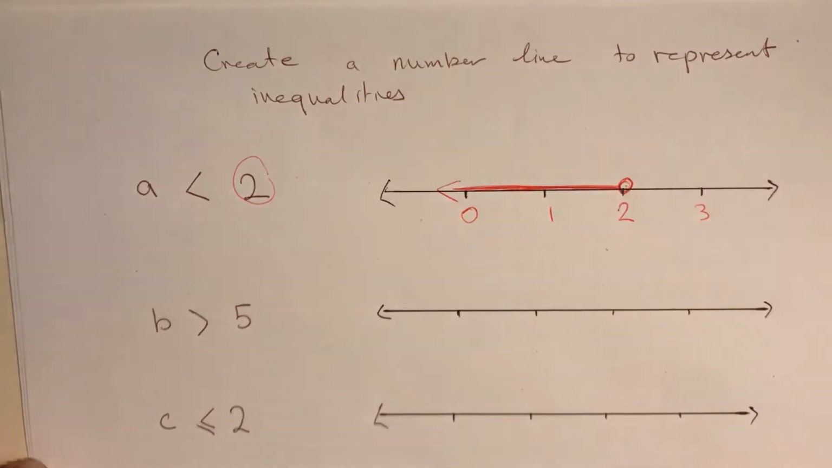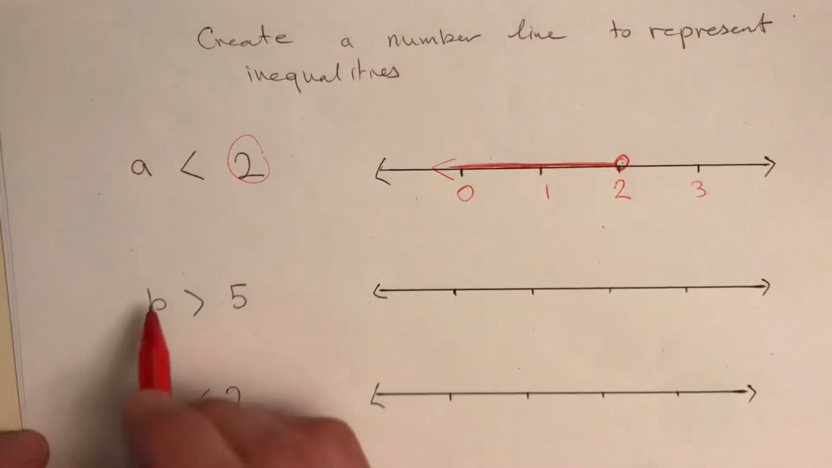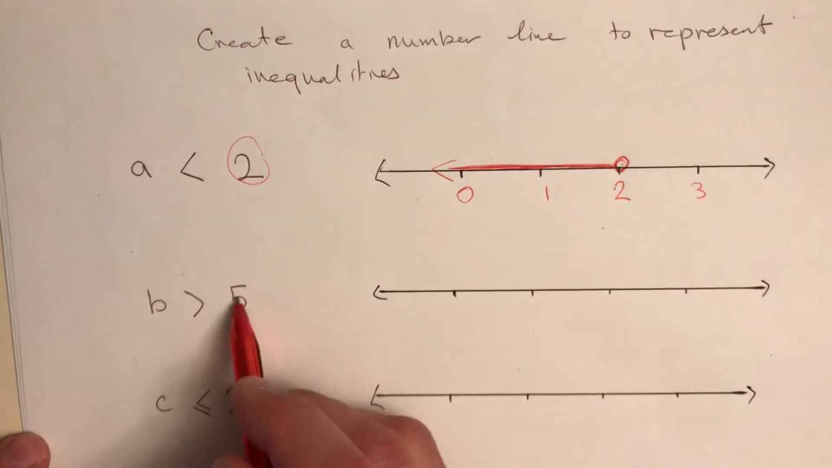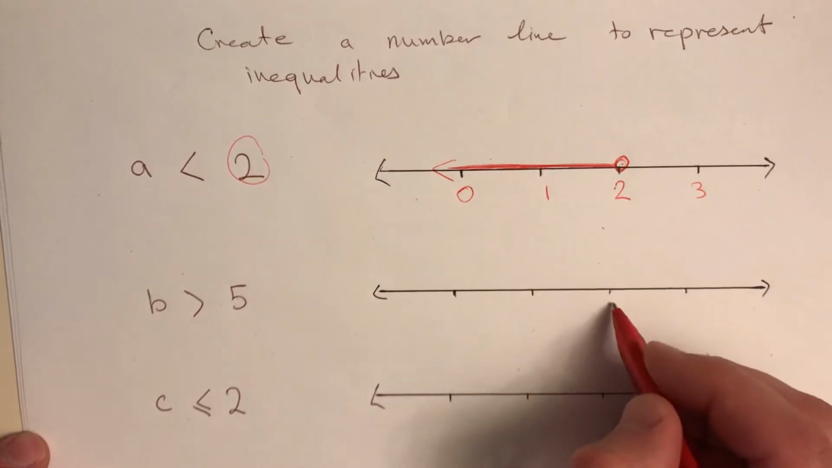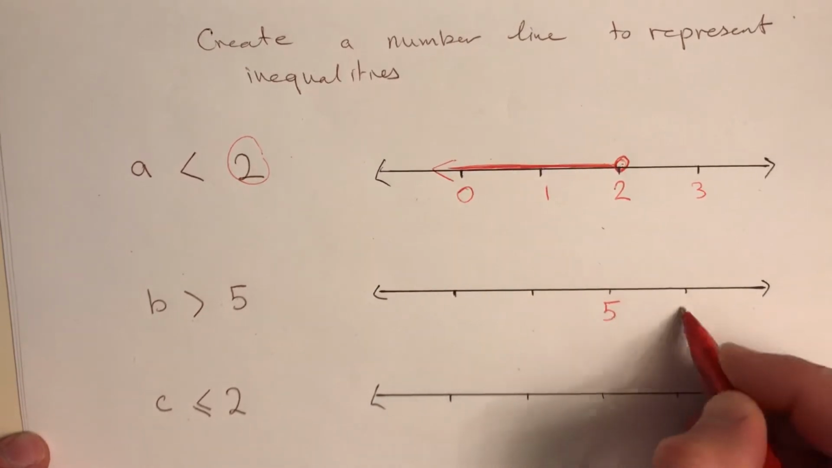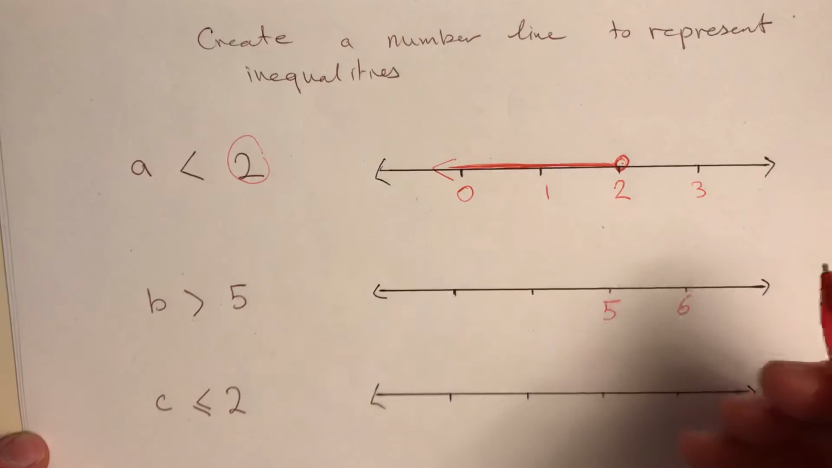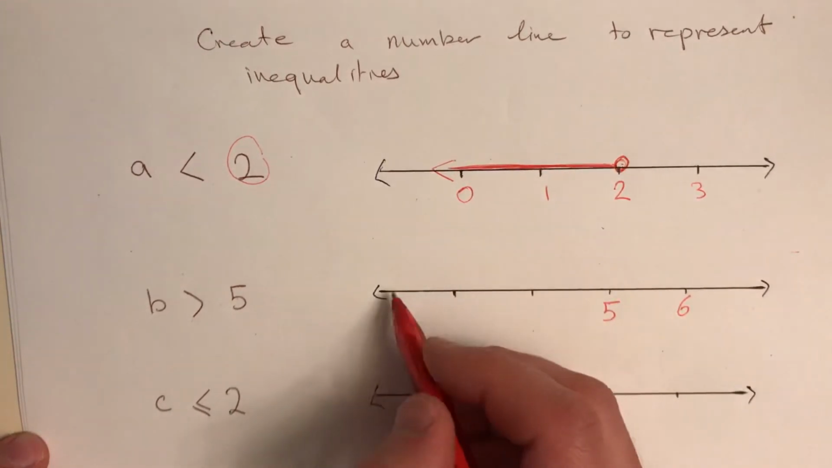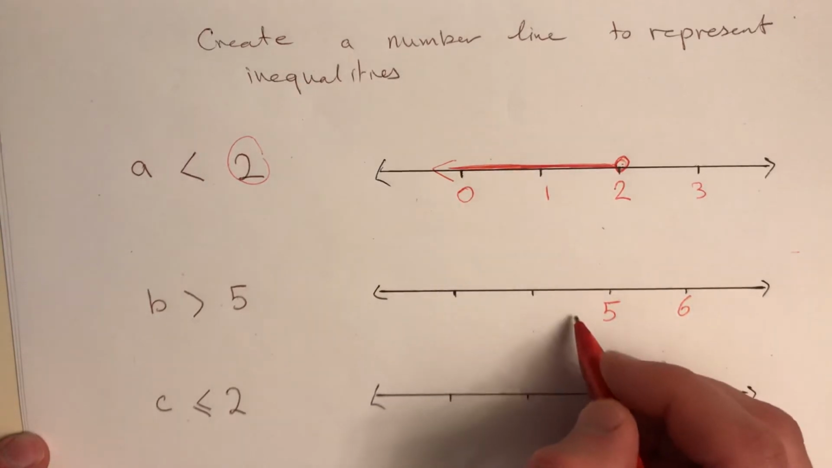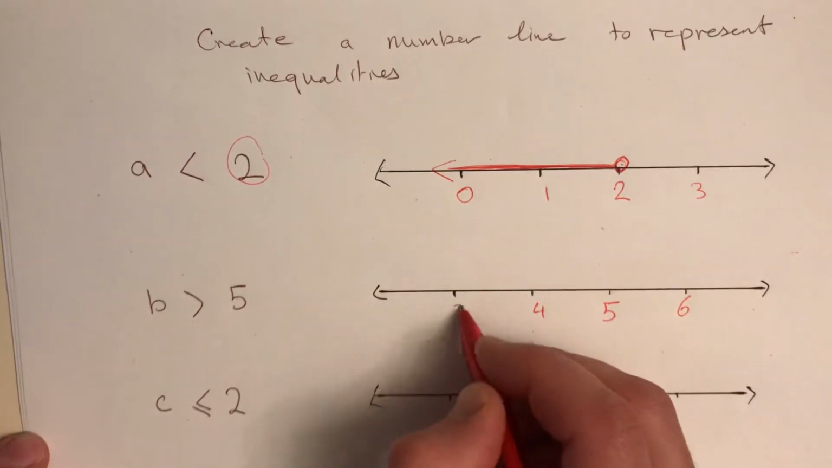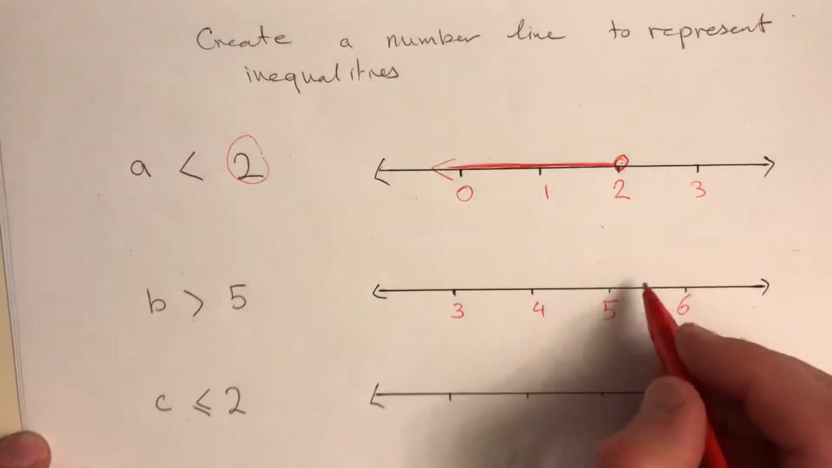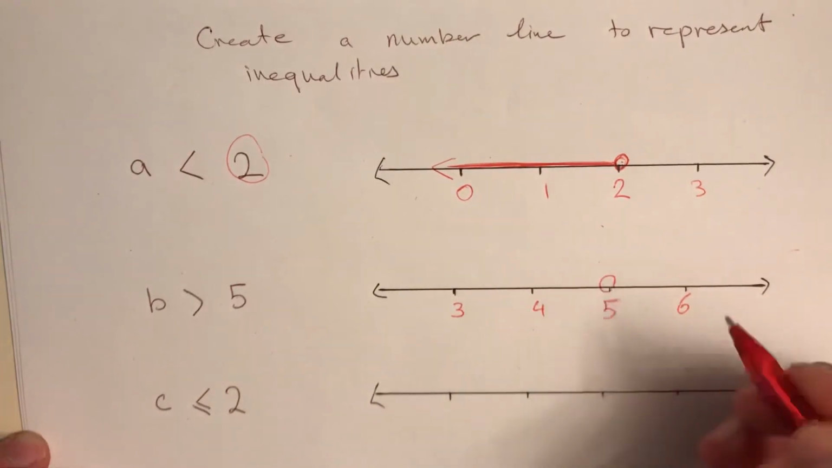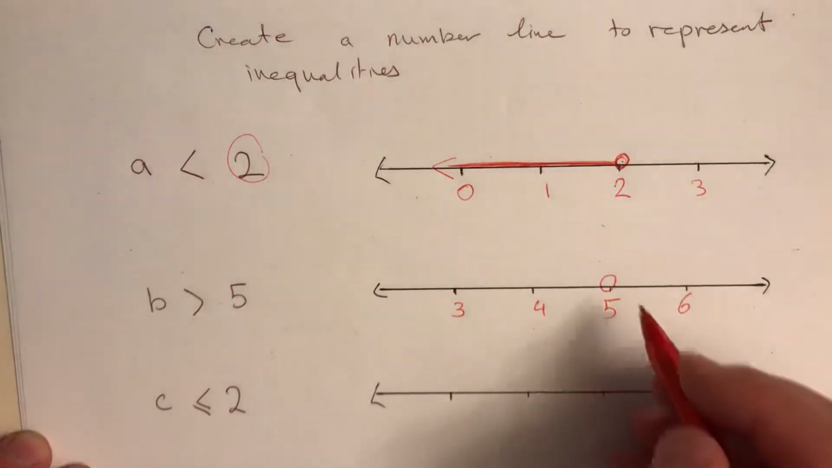Okay, so let's look at the next one. Next we have b is greater than 5. So I'm going to draw my numbers. I'm going to put 5 here. I'm going to put 6, which is larger than it. Remember, you're increasing going to the right, and when you go to the left, you're decreasing. That's the case for all number lines. Don't mess with that one. So at 5, we know it's going to be a circle. Is it colored in? We don't know yet.